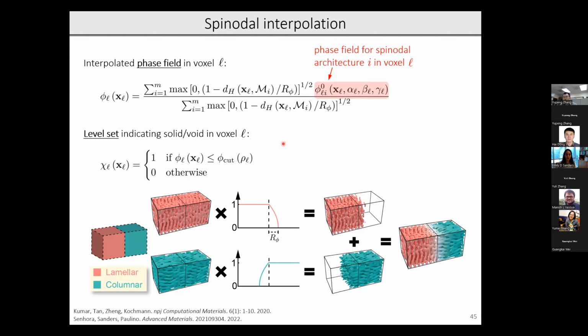Another thing that I want to point out here is, now that we've interpolated our phase fields of the different spinodal architectures to achieve a single phase field over our entire structure, now, as before, we can generate a level set field based on some density value. And now we have a function that essentially tells us at each point or at each voxel in our domain, whether we have solid material or void material.